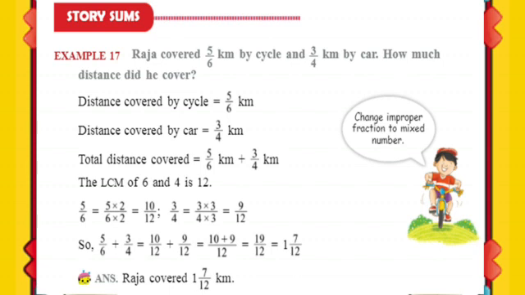So you already know 19 by 12 is an improper fraction. If the fraction is an improper fraction, you will convert that improper fraction to a mixed fraction and then write the answer. So when you divide 19 by 12, you get the answer as 1 and 7 by 12. So Raja covered 1 and 7 by 12 kilometers, which is the required answer.